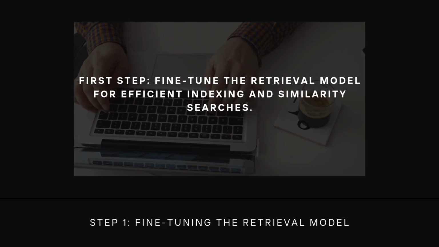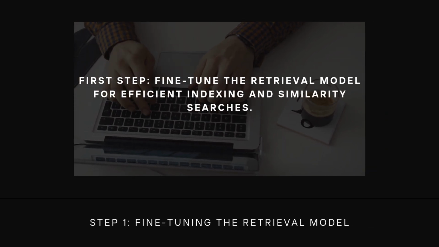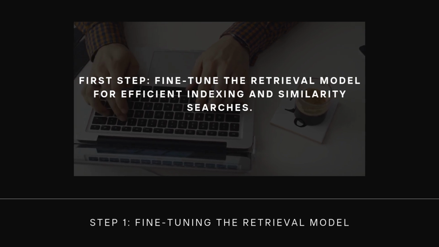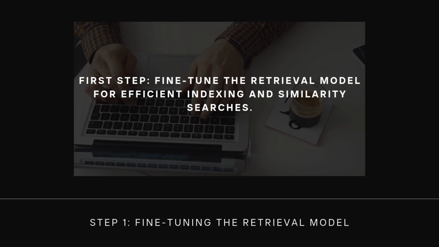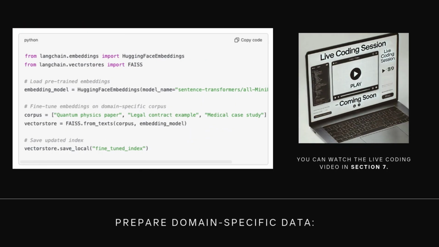Step 1. Fine-tuning the retrieval model. The first step in enhancing the RAG pipeline is to fine-tune the retrieval model, which is responsible for indexing documents and conducting similarity searches to fetch relevant results efficiently. Prepare domain-specific data. Gather a comprehensive collection of domain-specific documents, e.g., legal texts, scientific articles, technical manuals. A diverse and well-curated dataset ensures higher retrieval accuracy and robustness.